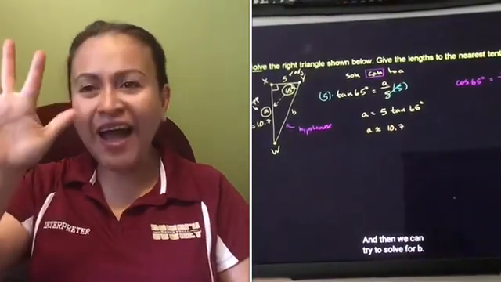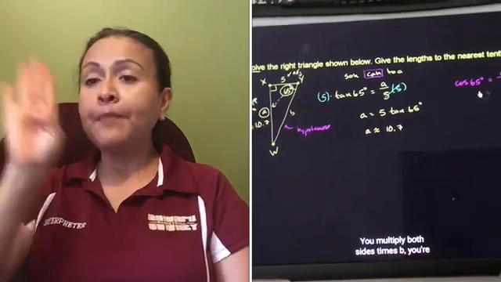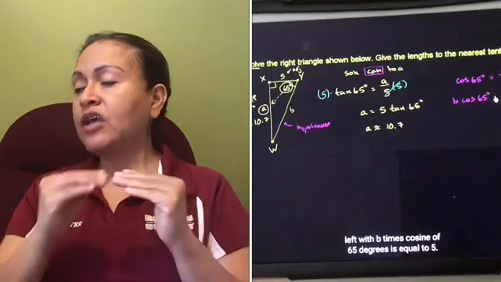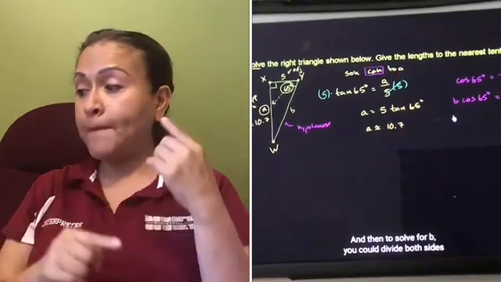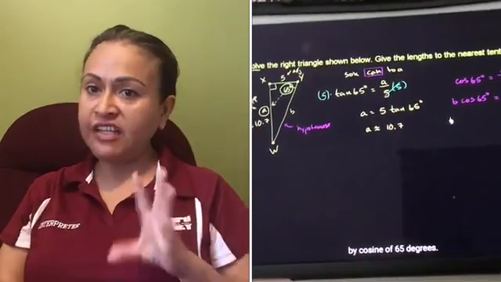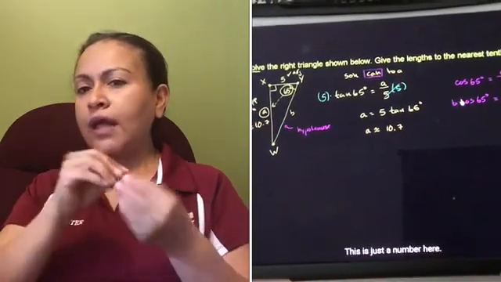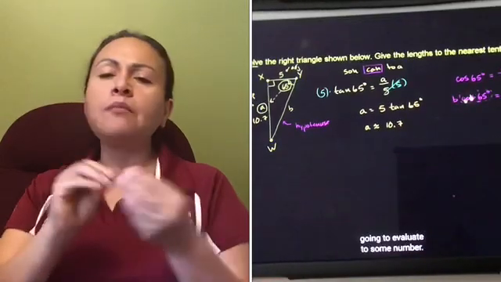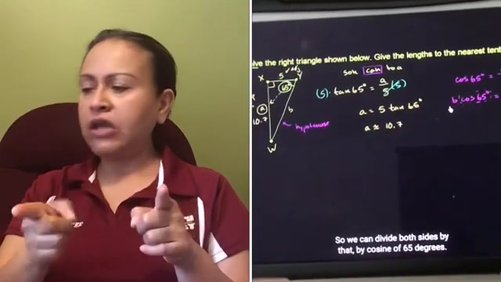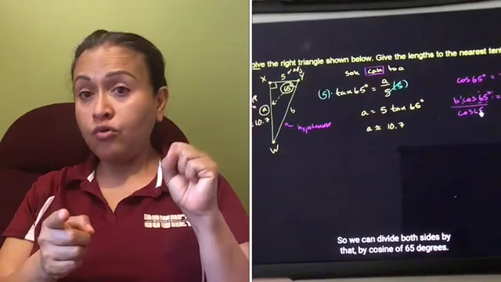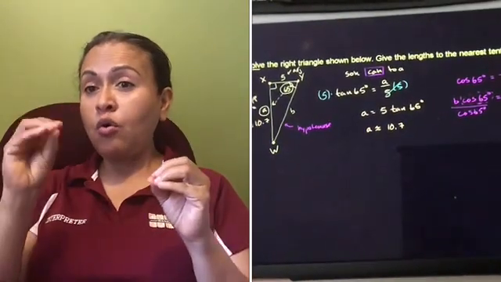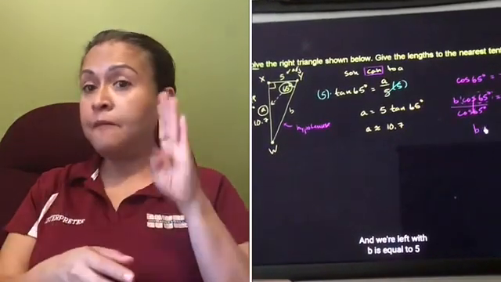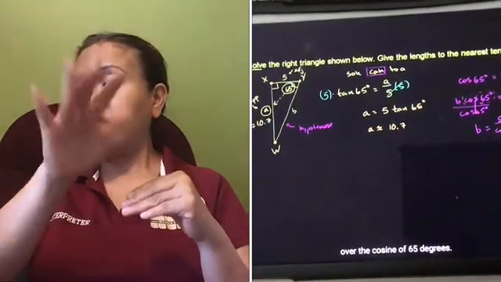You multiply both sides times B, and you're left with B times cosine of 65 degrees is equal to 5. And then to solve for B, you can divide both sides by cosine of 65 degrees. This is just a number here, so we're just dividing. We have to figure it out with our calculator, but this is just going to evaluate to some number. So we can divide both sides by cosine of 65 degrees, and we're left with B is equal to 5 over the cosine of 65 degrees.